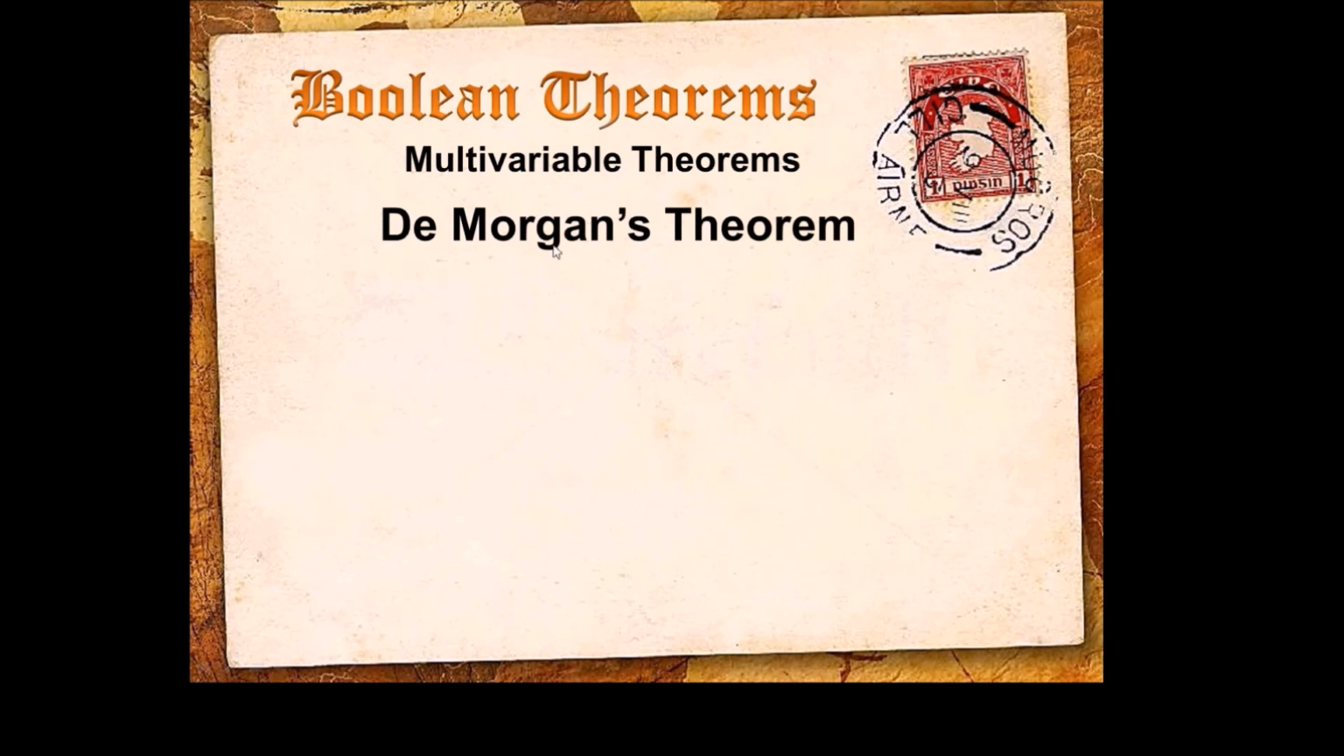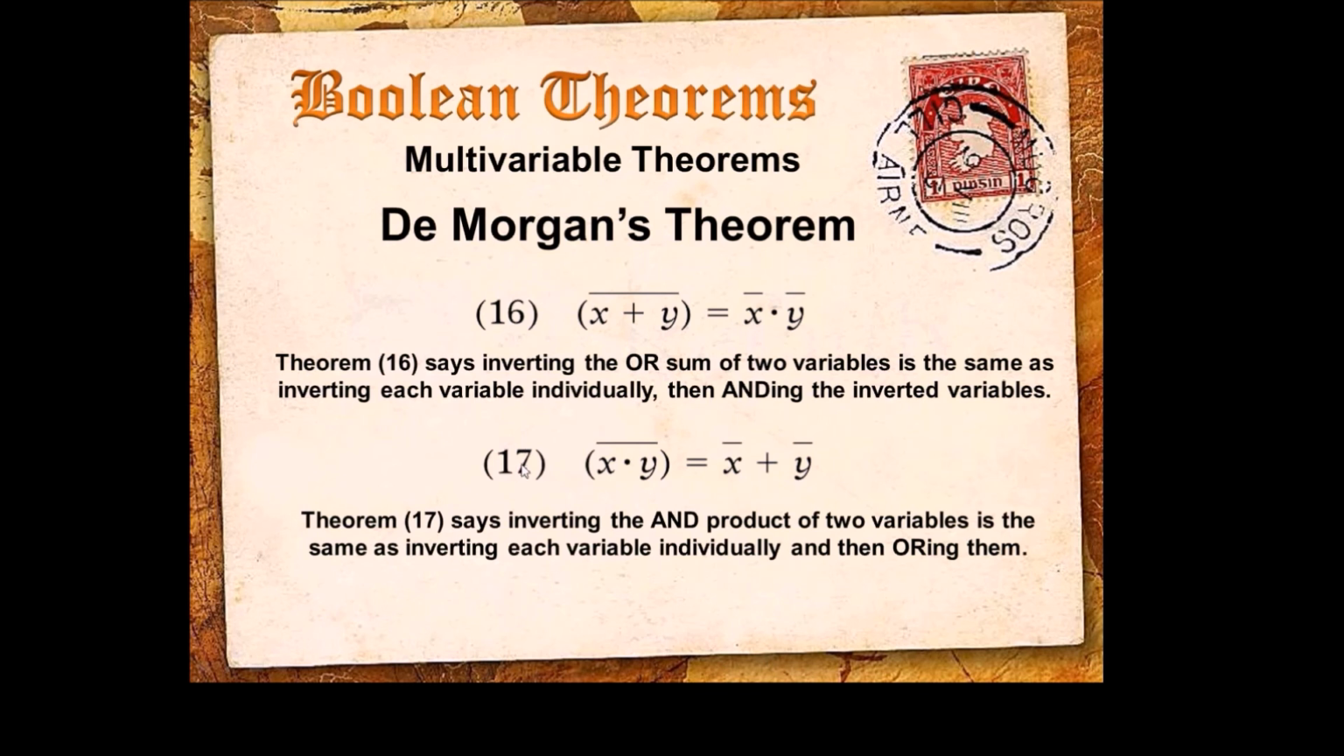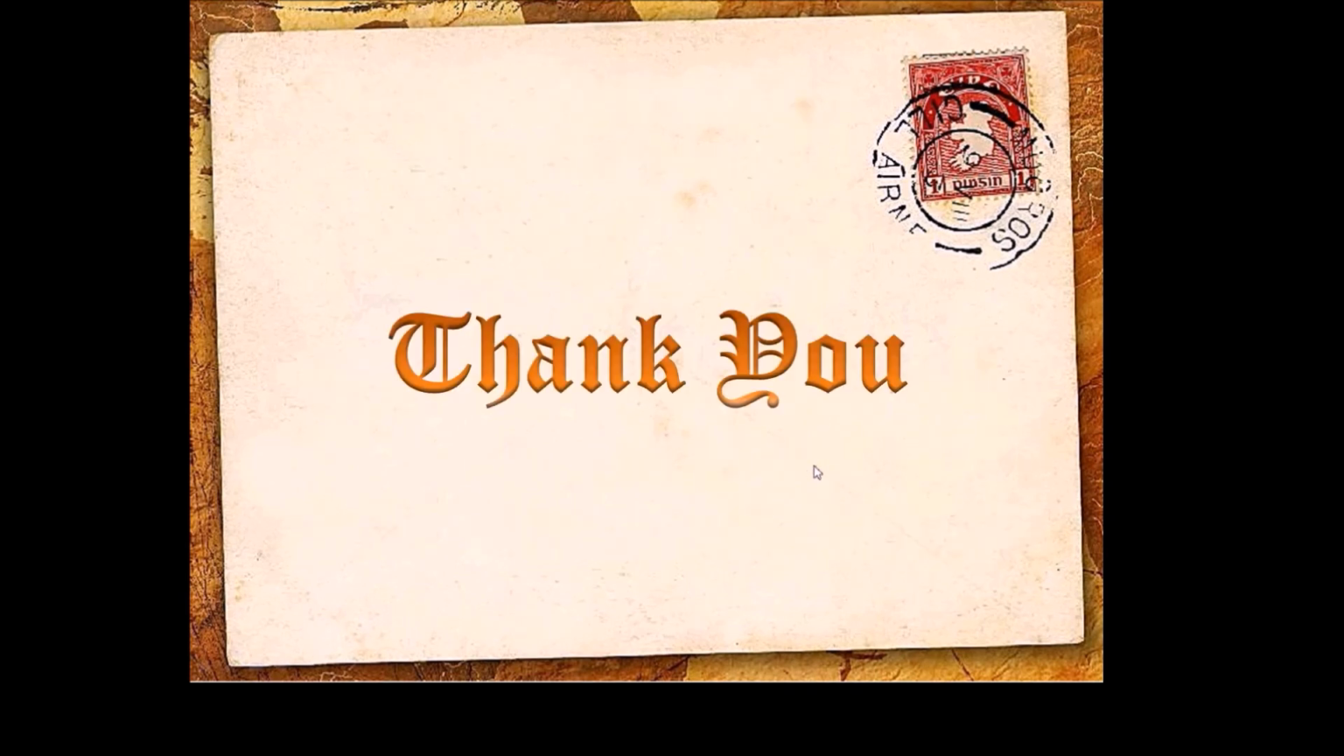And now the last two theorems are under De Morgan's theorem. Theorem 16 states that the inversion of the sum of x and y is equal to the inverted value of x multiplied with not y. Theorem 17 states that the product of x and y that is inverted is the same as not x plus not y. And thus ends our explanation of the Boolean theorems that help to simplify logic expressions.